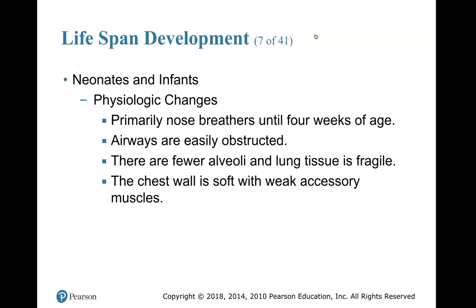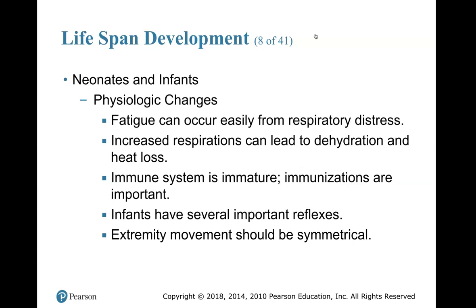The chest wall is soft with weak accessory muscles. Fatigue can occur easily from respiratory distress. Increased respirations can lead to dehydration and heat loss. Immune system is immature. Immunizations are important. Infants have several important reflexes. Extremity movement should be symmetrical.